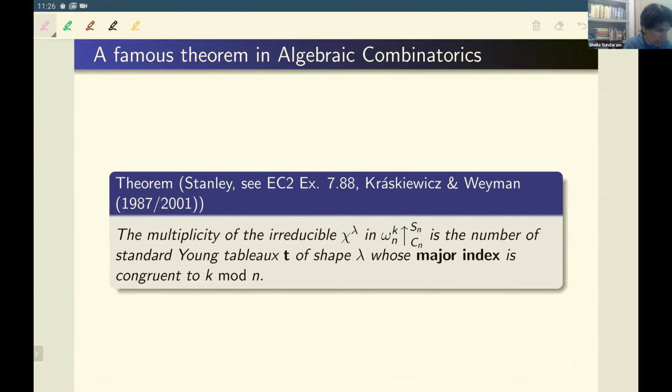Okay, so what does this mean? So standard Young tableau, let's see. I'm going to try and draw one. So I'm going to draw a Ferrers diagram this way, right? This is the Ferrers diagram corresponding to the partition 3, 3, 2 of 8. I had a reason for doing that.